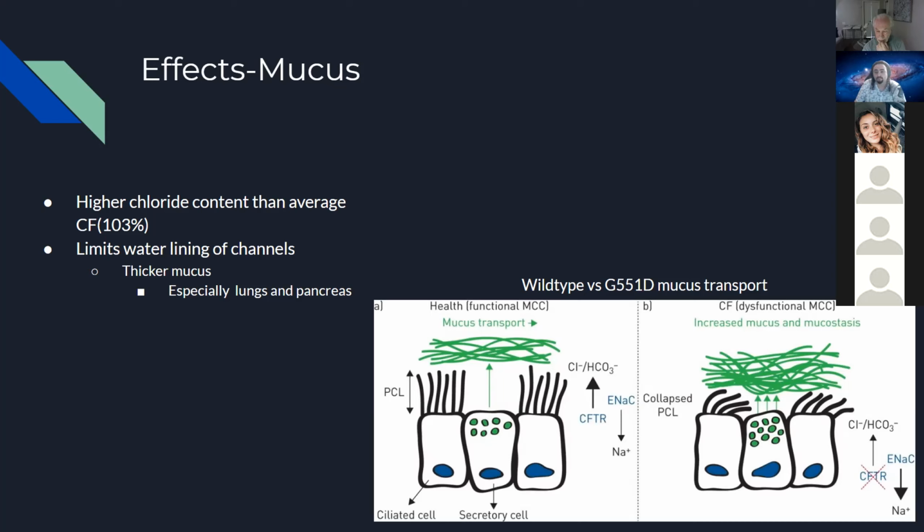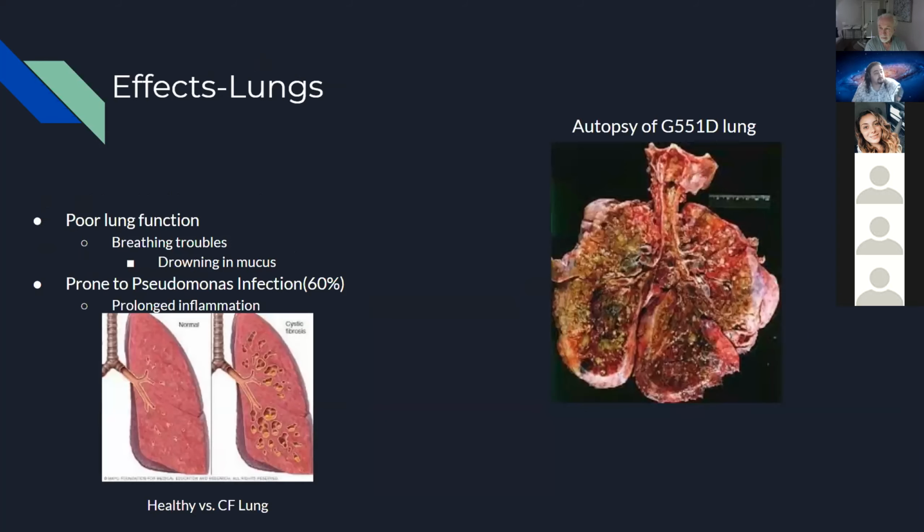So what happens is the layers of mucus become thicker. And on top of that, because the chloride is stuck there too, the water lining of the channels where the cilia are is completely dehydrated. That causes thicker mucus, almost like oobleck or concrete in any channel that has mucus. And that's especially prevalent in the lungs and the pancreas.